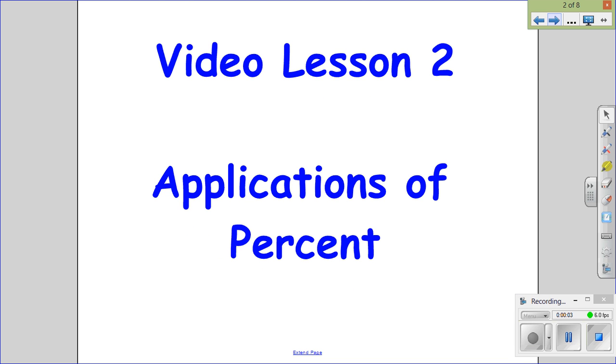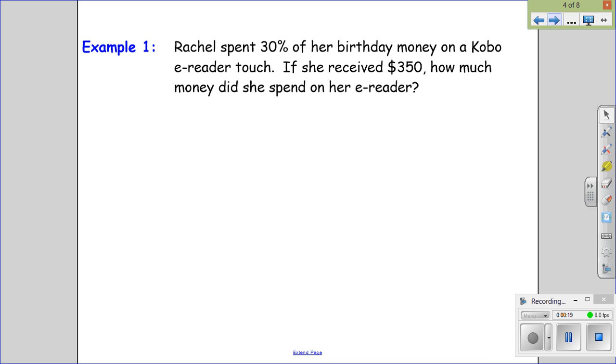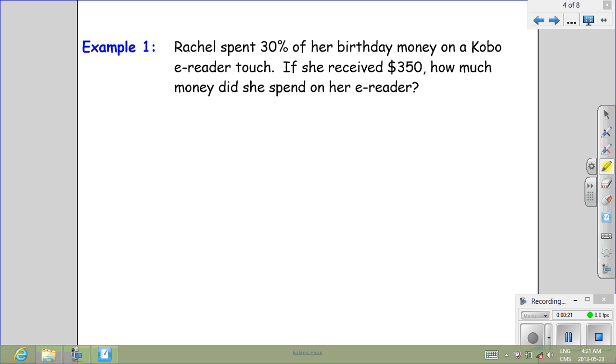Proportional reasoning, and applications of percent. Applications of percent occur everywhere around you. We use them in sales tax, discounts, markups, bonuses, commission, interest, gas prices, within sports. We're going to do a few examples here right now, and we're going to use the strategies we've learned for word problems to try and help us do them.